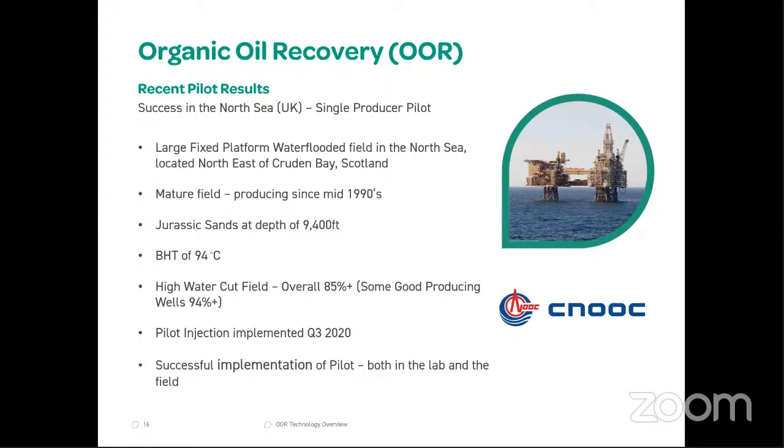The bottom hole temperature of this field was 94 degrees centigrade, and it was a high water cut field. The well was producing around 10,000 barrels per day of total fluid with a 94% water cut. So it was producing around 9,000 barrels of water only. So it's not very economical basically.